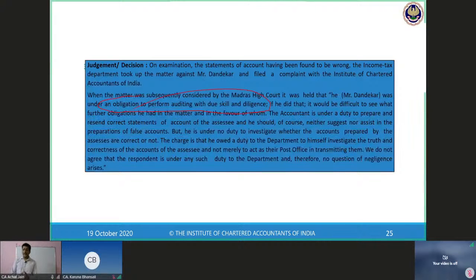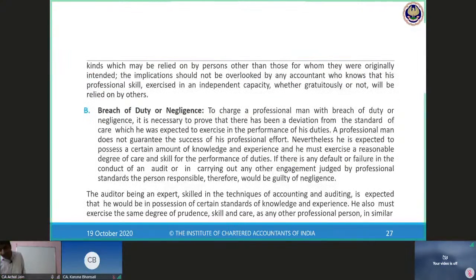The charge is that he owed a duty to the income tax department to himself investigate the truth and correctness of the accounts of the assessee and not merely to act as their post office in transmitting them, which is not true, which is not right. We do not agree that the respondent is under any such duty to the department, and therefore in this case it was held that there is no negligence on the part of Mr. Dandekar.